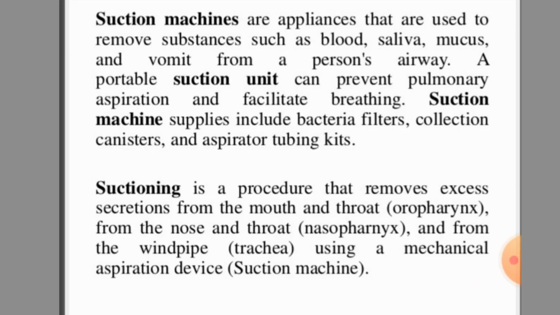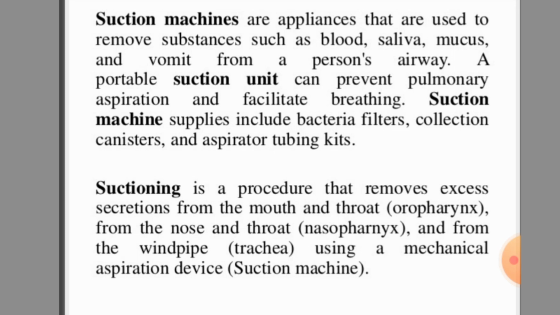What is the meaning? Suction machines are appliances that are used to remove substances such as blood, saliva, mucus, and vomit from the person's airway. Airway means respiratory system. If anything accumulates in the body, such as blood, saliva, mucus, or vomit, how do we remove it? Through the suction machine we can remove it.